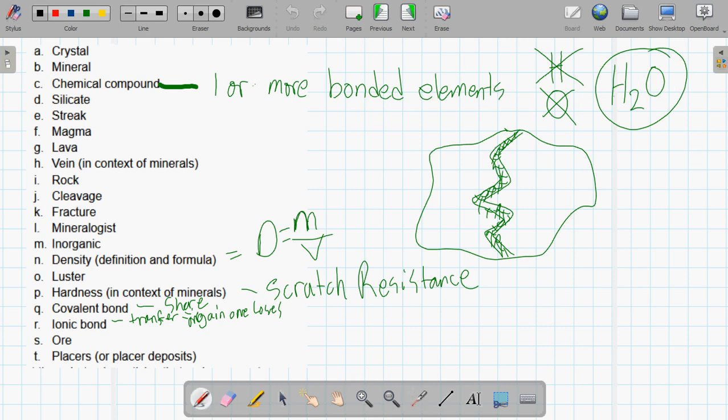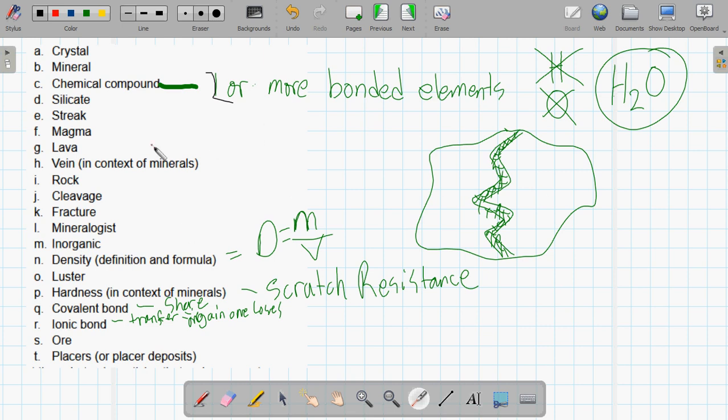Actually, I just realized, oh shoot, that should say two or more. All right. Hardness is scratch resistance, so a very hard mineral is very resistant to being scratched.